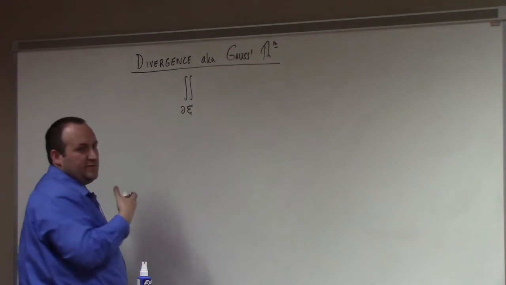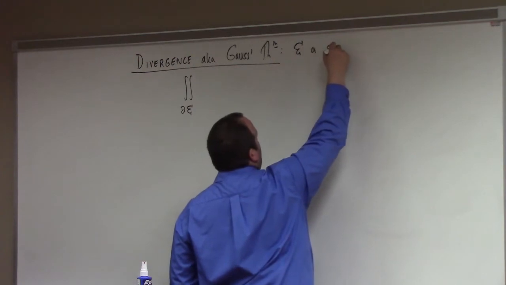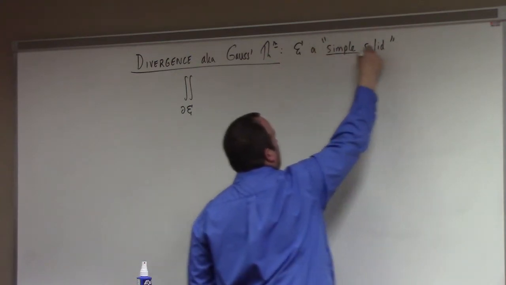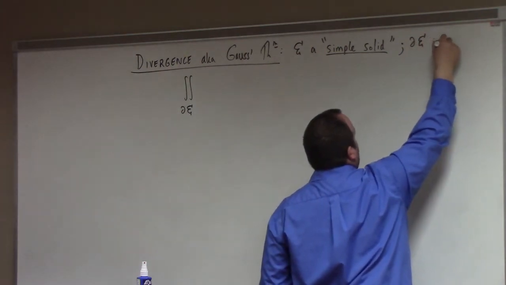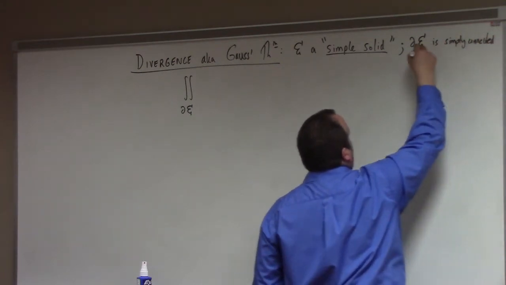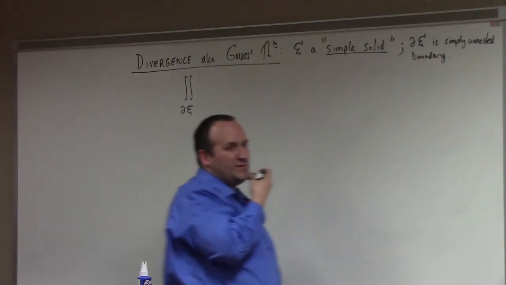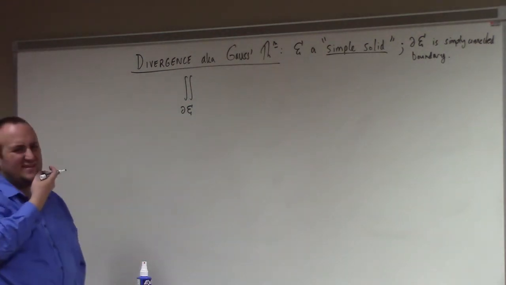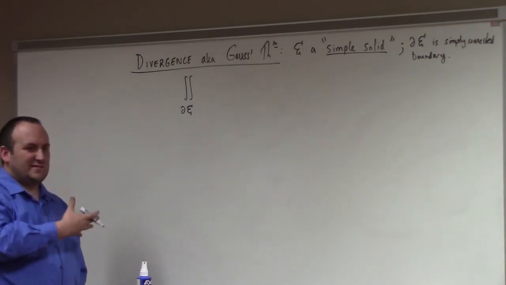all right? So here we're taking E, a simple solid. A simple solid, what that means in particular is that the boundary of E is a simply connected boundary. And so one of the things that means is that this E has no holes. I mean, it's solid. It's got no hole inside it, all right?